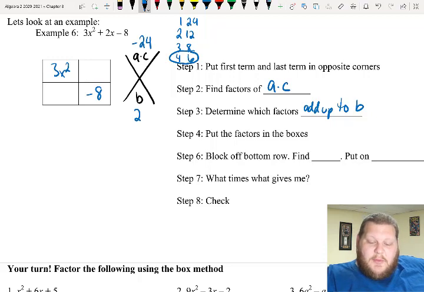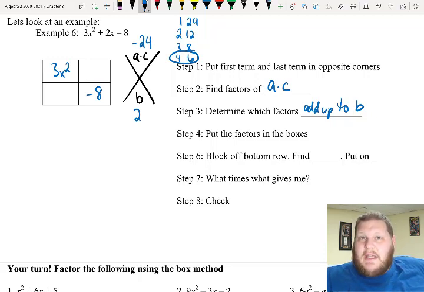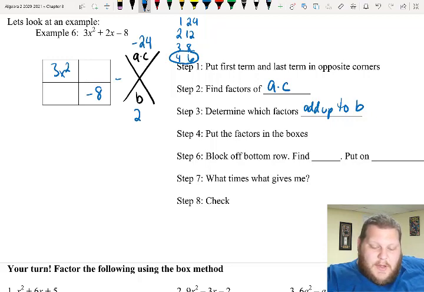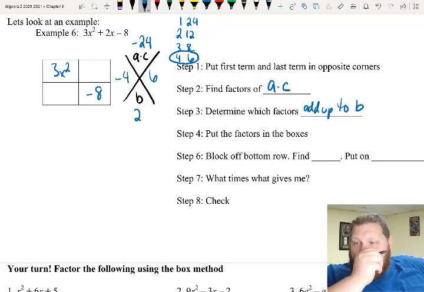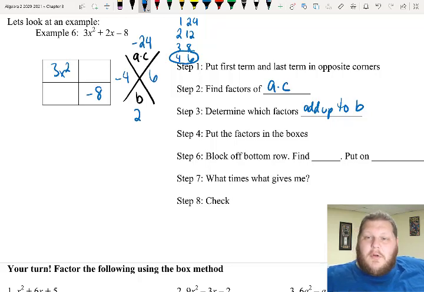Because I have to multiply to get negative 24, one of them will have to be positive and one negative. Since I want them to add up to a positive 2, I want my bigger one to be the positive number. So on the left and right side of my x are going to be negative 4 and positive 6, because negative 4 times 6 is negative 24, but negative 4 plus 6 is positive 2. So that's getting us all the way through to step 3.